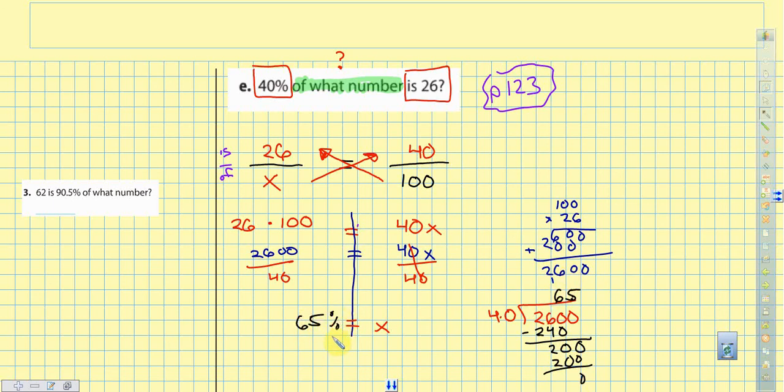And that is not a percent. I don't know why I put that. That is the of. So the question is, 40% of what number is 26? That of what number is 65. Don't make my mistake and put that as a percent, because that's not what we were looking for.